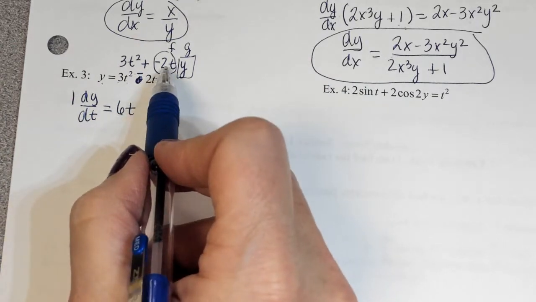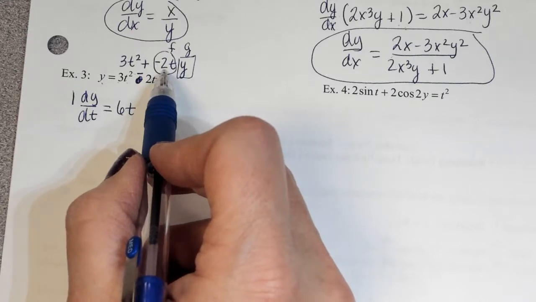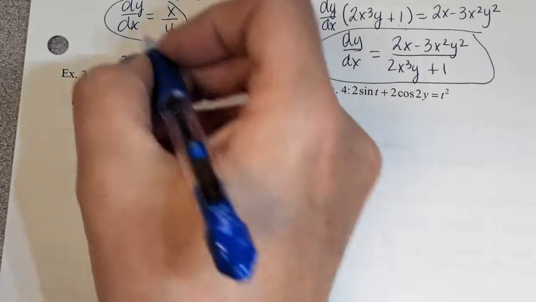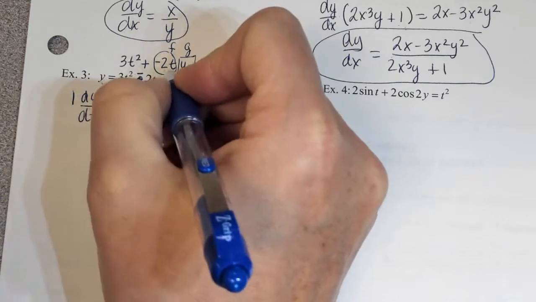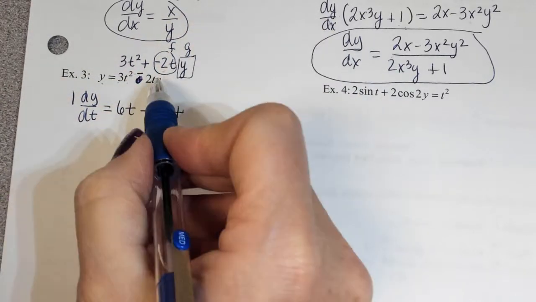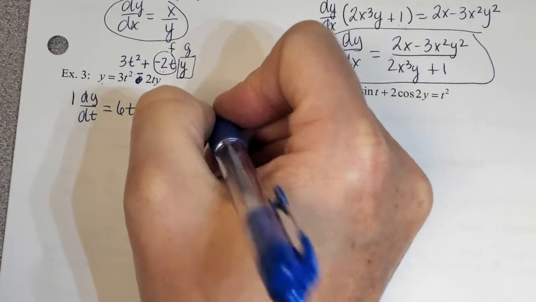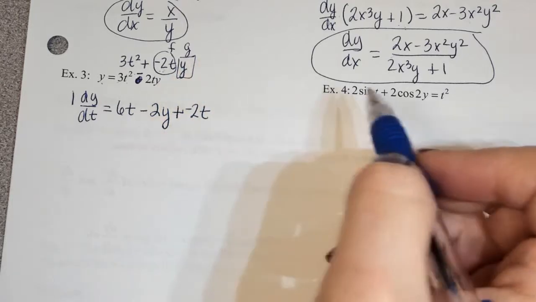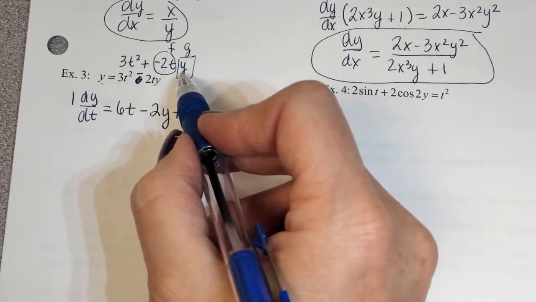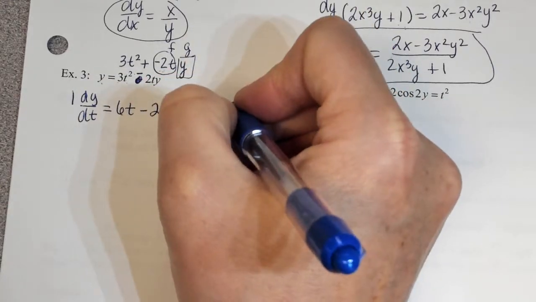So we're going to do f prime. What's f prime? What's the derivative of negative 2t with respect to t? Negative 2. f prime g plus f, and what's g prime? What's g prime, guys? 1, but then dy dt.